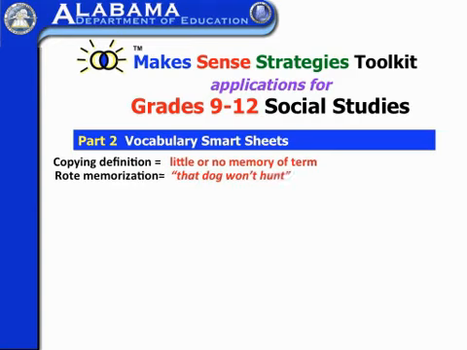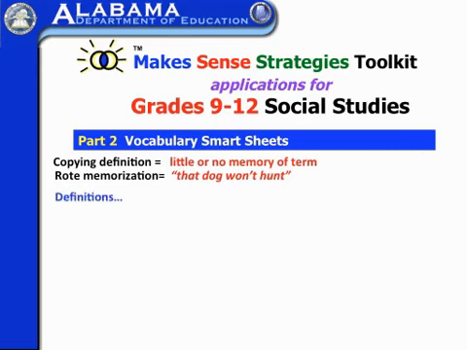Then what they often do is try to memorize the definition word for word as it came out of the dictionary, and then regurgitate it for the test, and then quickly forget it. So the problem is that dog just won't hunt when it comes to actually impacting students' vocabulary and having them actually retain the meaning of those words.